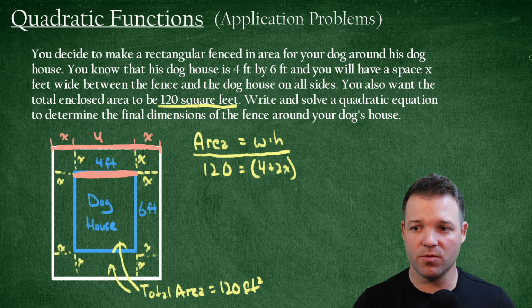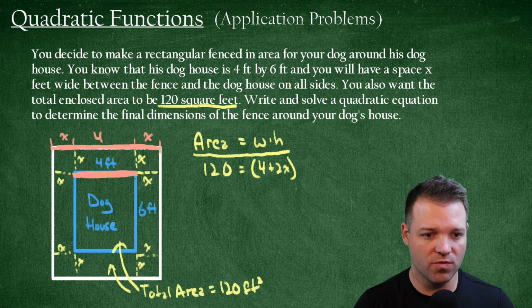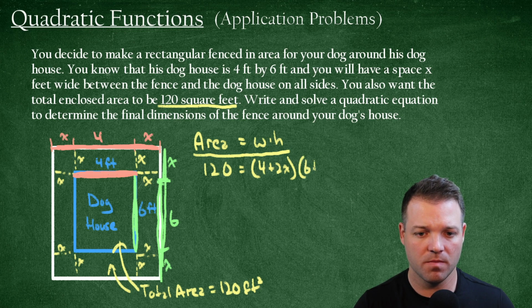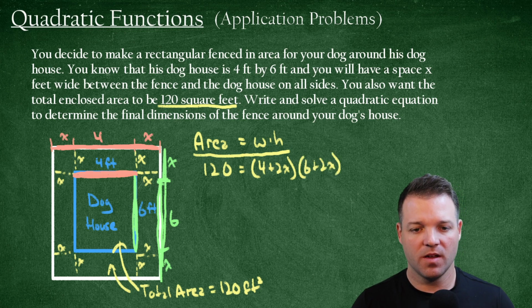Now the height, we're going to do the same type of thing here. So the height was originally 6 feet, but now this height is going to be the 6 feet plus x on top and x on the bottom. It's getting a little sloppy here. So let's go ahead and put in that expression. So 6 plus 2x. All right, so here we go.